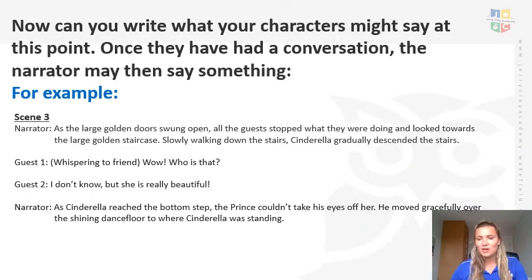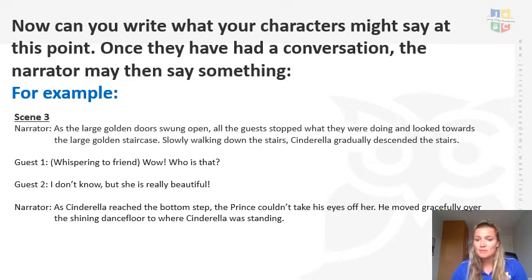So now you can have a go at writing what your narrator will say to introduce your story, and then following it on with something that the guests, or whoever your characters are, are going to say next. So for example, my guests are now going to say, whispering to a friend, so obviously that's my stage directions, "Wow, who is that?" And the other guest might say, "I don't know, but she's really beautiful."